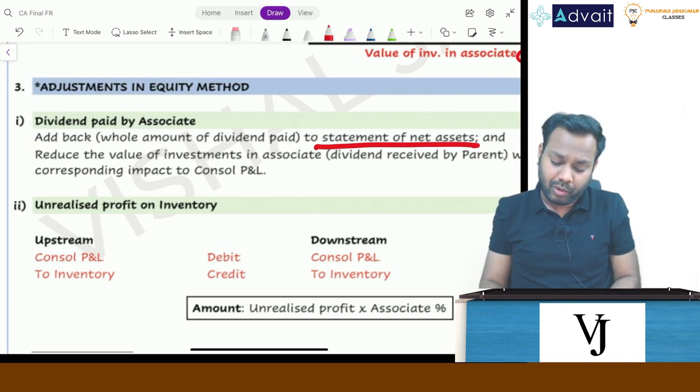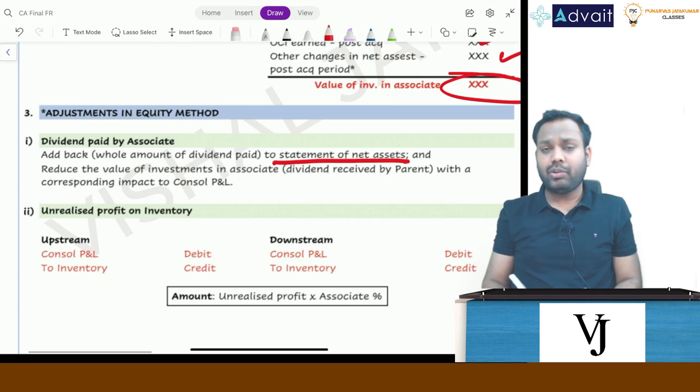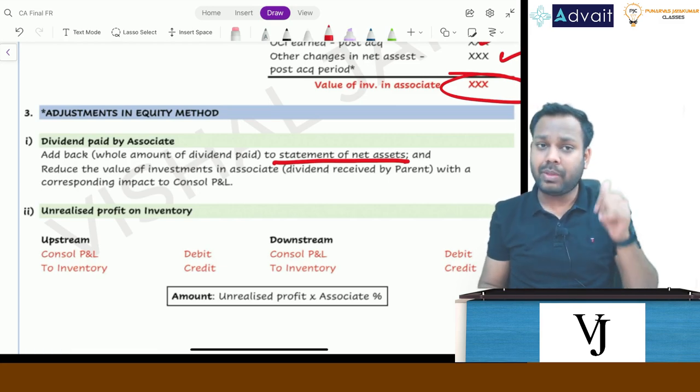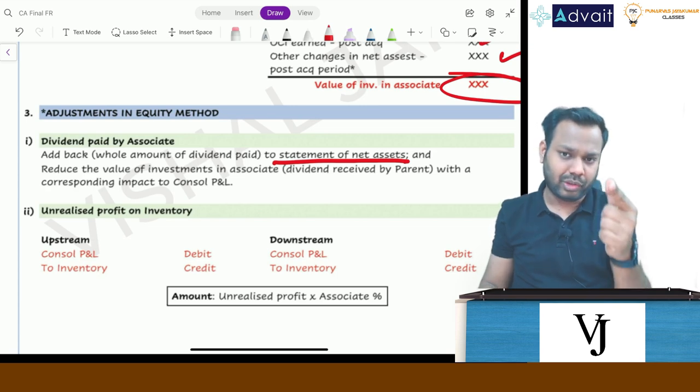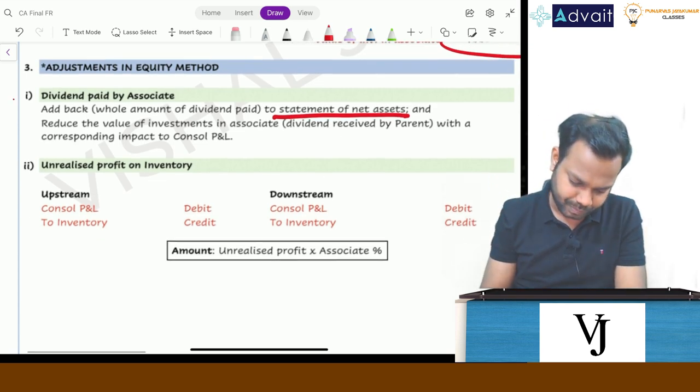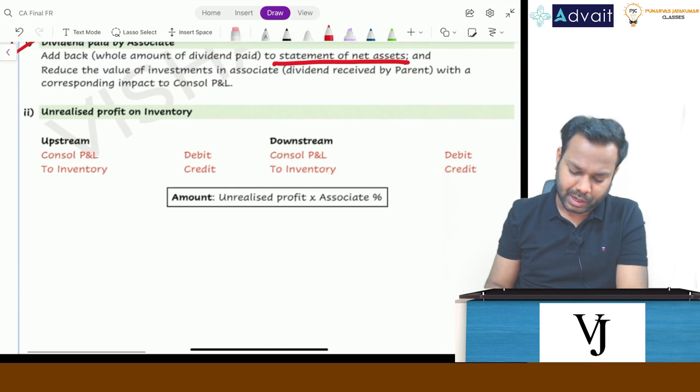The only thing you have to do differently is reduce the value of dividends from the consol P&L and from the value of investments in associate, right?